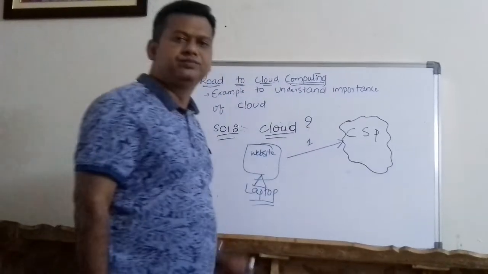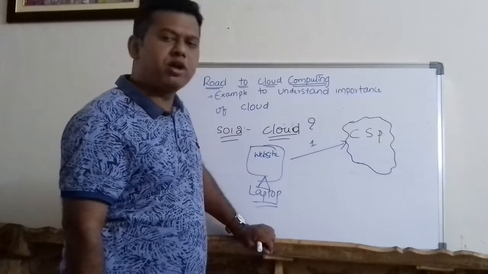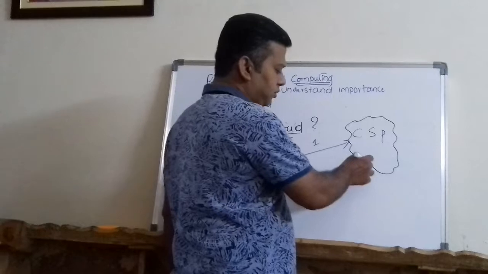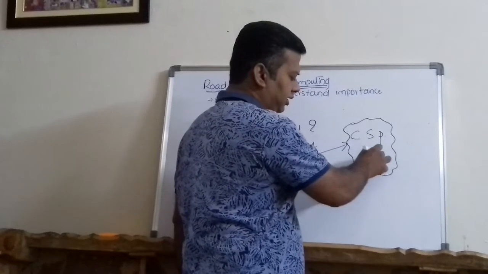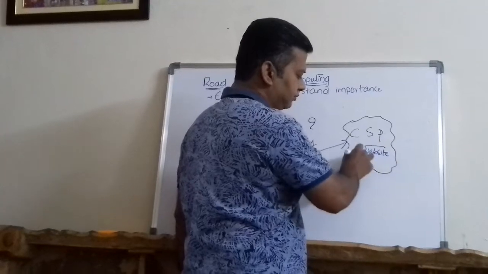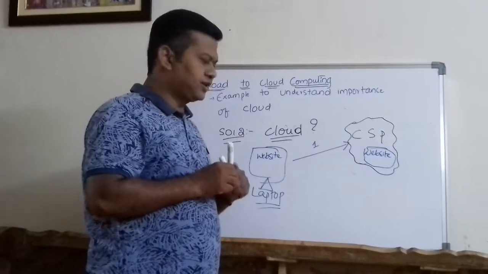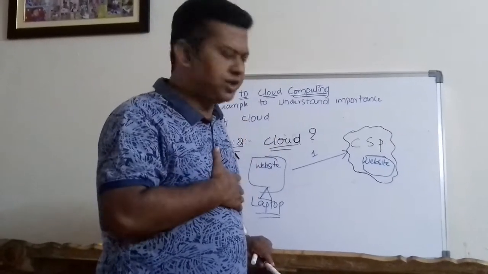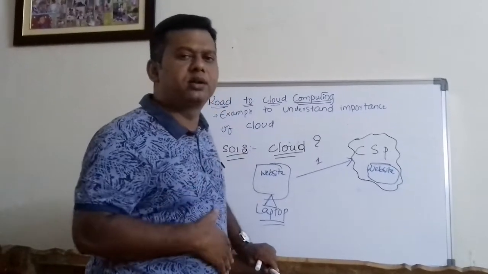Step 1. I'll ask this cloud service provider, please deploy my website in your cloud. So what the cloud service provider does is, it will deploy my website in the cloud. Cloud is a facility wherein enough infrastructure is available. So now my application is deployed in the cloud.